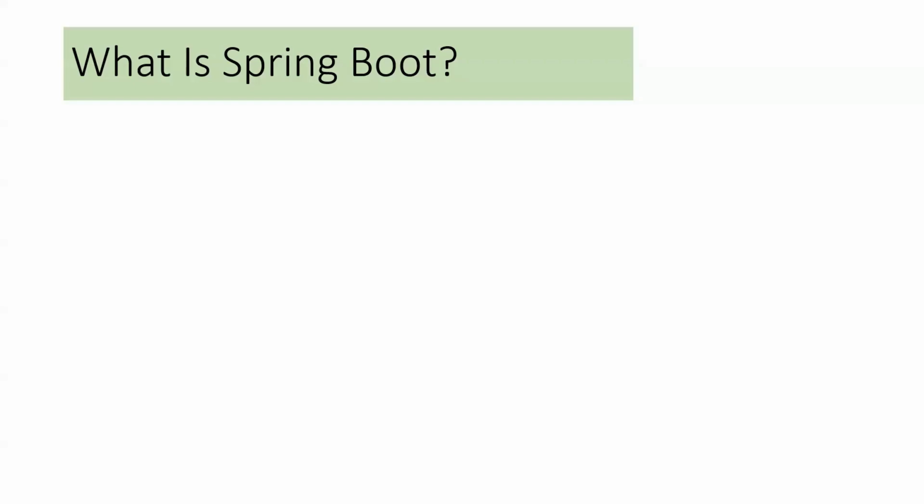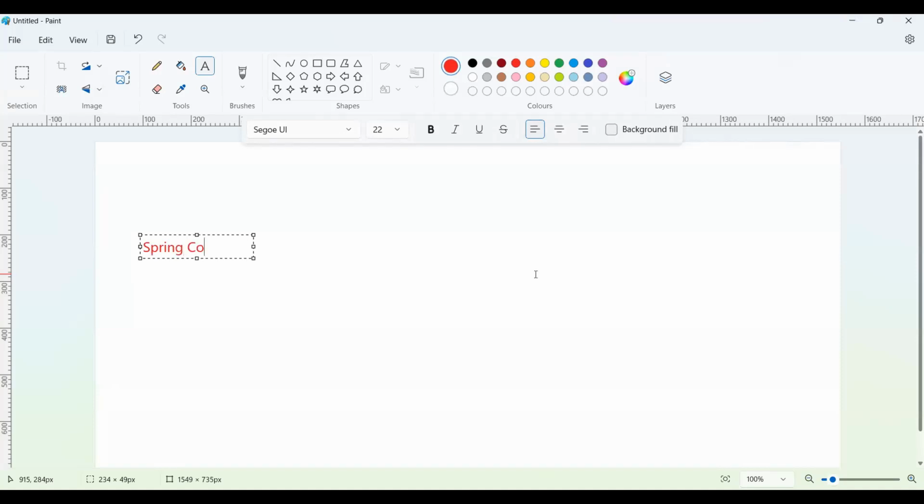Our topic today is what is Spring Boot, or what is the definition of Spring Boot. I can say that Spring Boot is one of the modules of the Spring framework. What does it mean? As we know, in Spring there are many modules. Spring Core is one module, Spring MVC is another module, Spring AOP is another module, Spring Cloud is another module, Spring Batch is another module. In the same way, Spring Boot is one of the modules of the Spring framework.